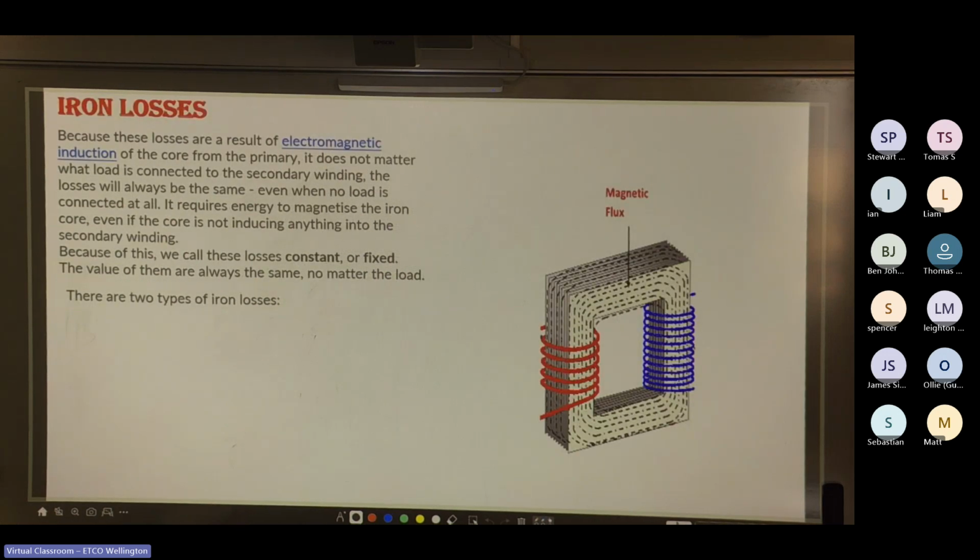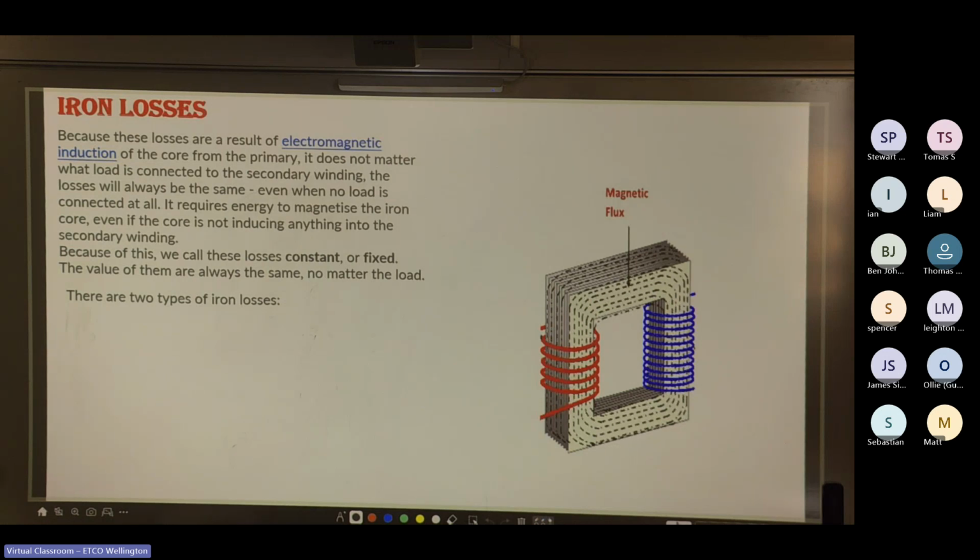When we talk about iron losses, we're talking about the losses due to the electromagnetic induction in the core. It does not matter what load is connected to the secondary winding, the losses will always be the same. Even when no load is connected at all, it requires energy to magnetize the iron core. Because of this, we call these losses constant or fixed. The value of them is always the same, no matter the load.